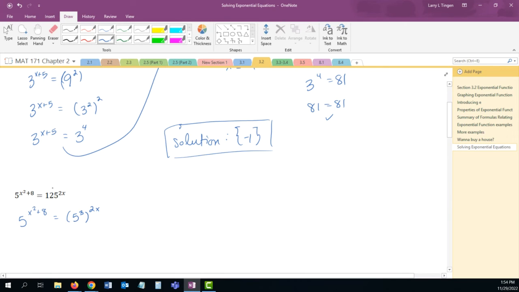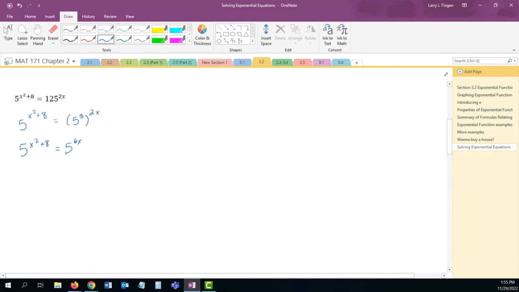And notice 125 got swapped out with 5 cubed, but I kept the relationship. That's 125 raised to the 2x, and this is 5 to the 3rd, all raised to the 2x. They're the same thing. Raising a power to a power means multiply. So 5 cubed raised to the 2x is 5 to the 6x. And the rule says that I've got the same base, therefore the powers are equal.